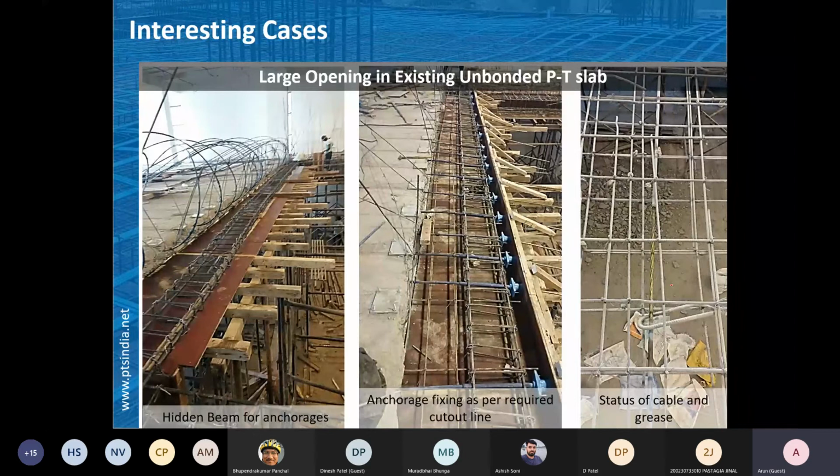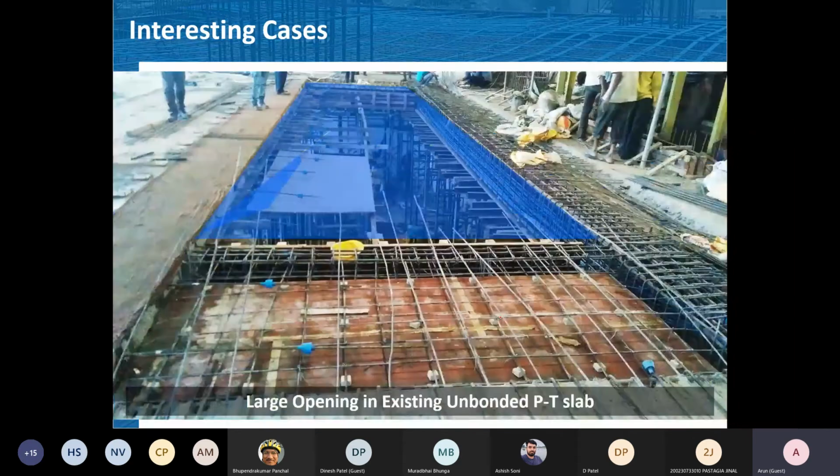After this, you can see the concrete is being cast here. After casting, you can see that part is here. This is that part. After casting, the cables are being taken out, and from there we can stress the cable.